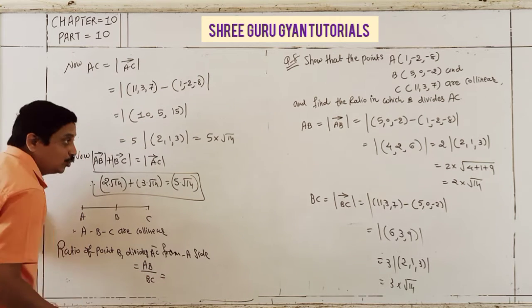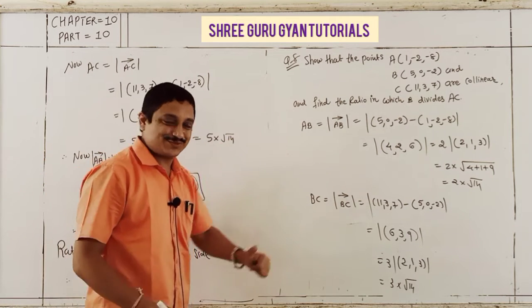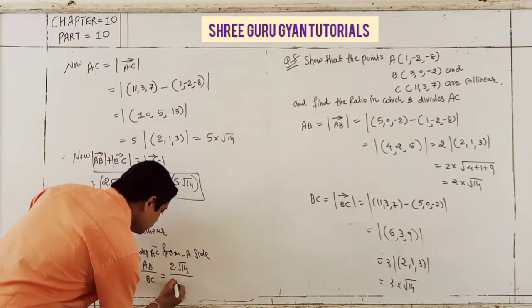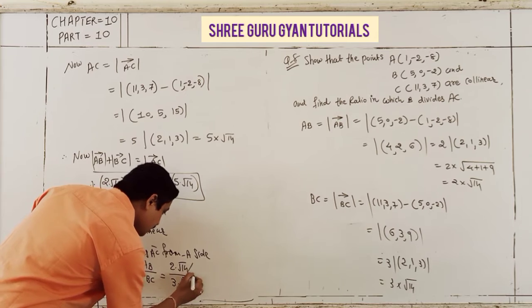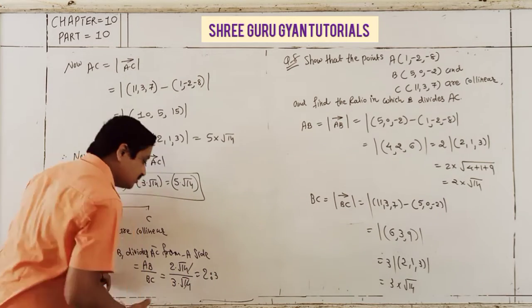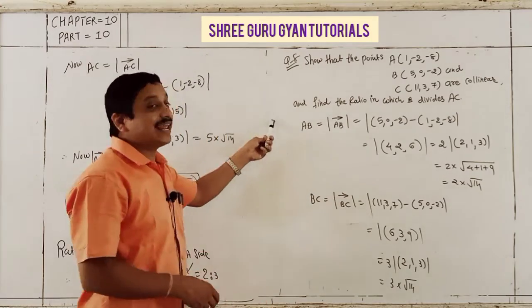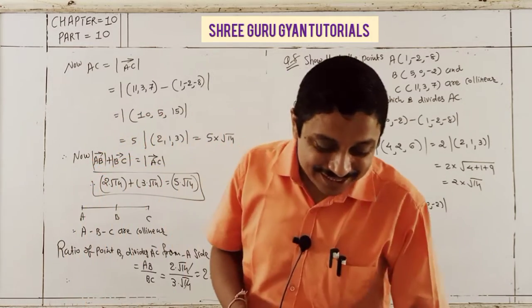And AB you already know. How much is AB? 2 root 14. And BC is also known, students, 3 root 14. The answer is the ratio 2 to 3, I mean 2 divided by 3. Students, easily and happily question number 8 is also done here.